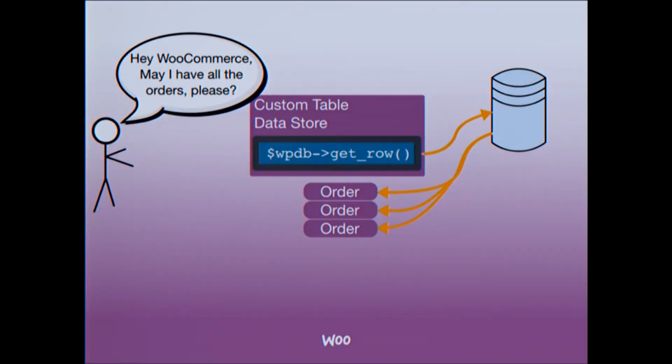So we've got here a little diagram. It's very much like the old one. But here's a custom table data store, and you can see there's only one thing that changed in here. Now we're doing a get row call instead of get post meta, and that get row can get us many, many columns of information.